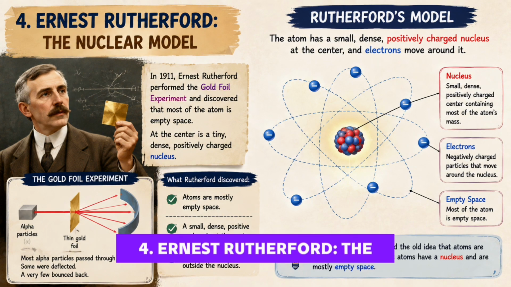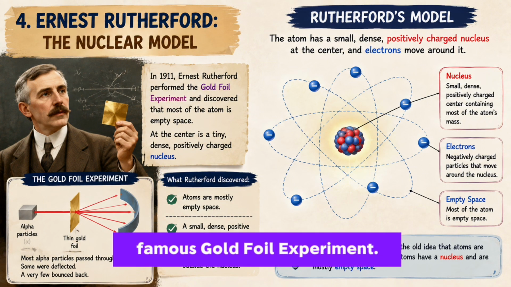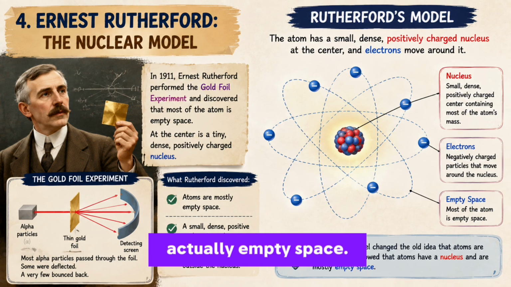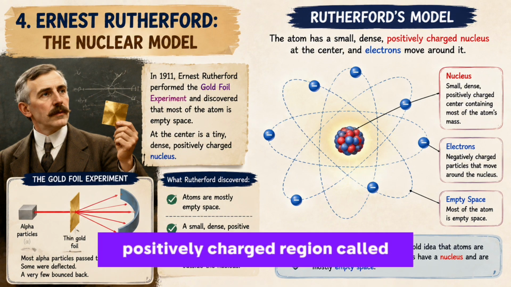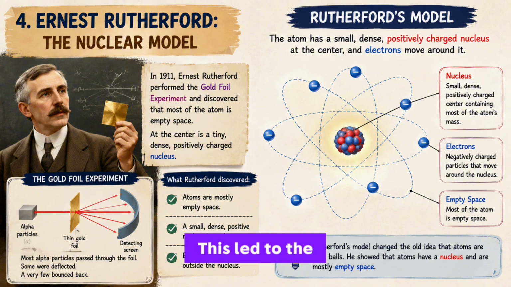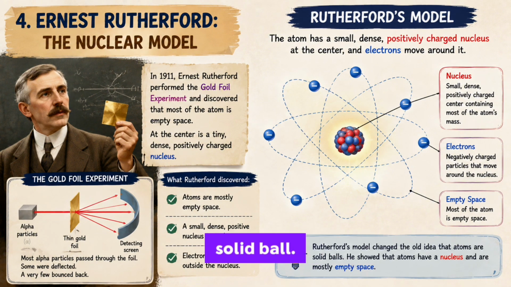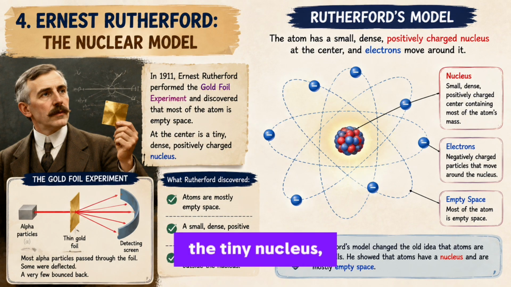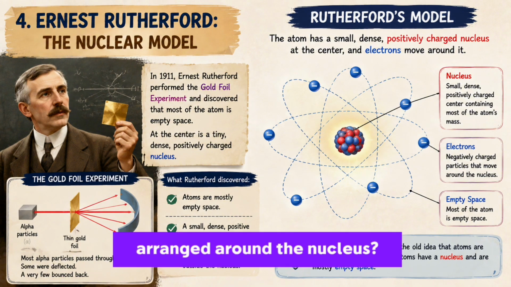4. Ernest Rutherford, the nuclear model. Ernest Rutherford conducted the famous gold foil experiment. He discovered that most of the atom is actually empty space. At the center of the atom is a tiny, dense, positively charged region called the nucleus. This led to the nuclear model of the atom. Rutherford showed that the atom is not a solid ball. Instead, most of its mass is concentrated in the tiny nucleus, while electrons are found outside it. But there was still another question. How are the electrons arranged around the nucleus?